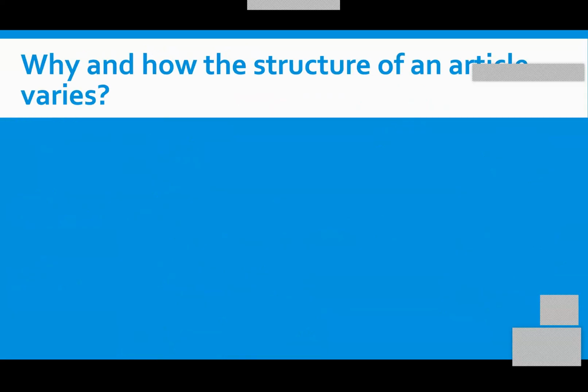Now, the question is, I have a question, and I need a volunteer: why and how does the structure of an article vary between one research and another? Any volunteer? Anybody can answer the question. Introduce yourself and answer. How does the structure of an article vary?